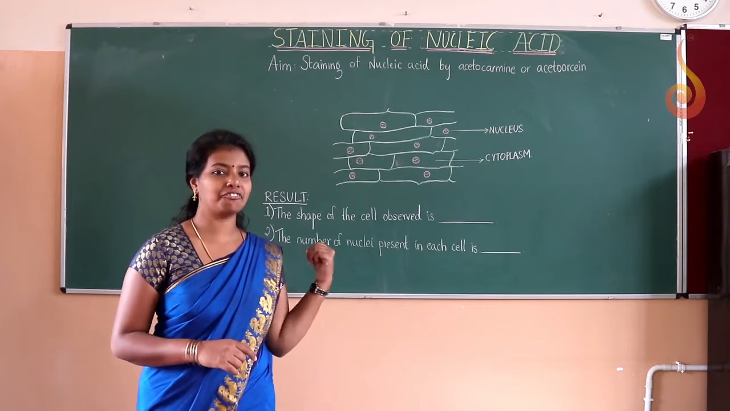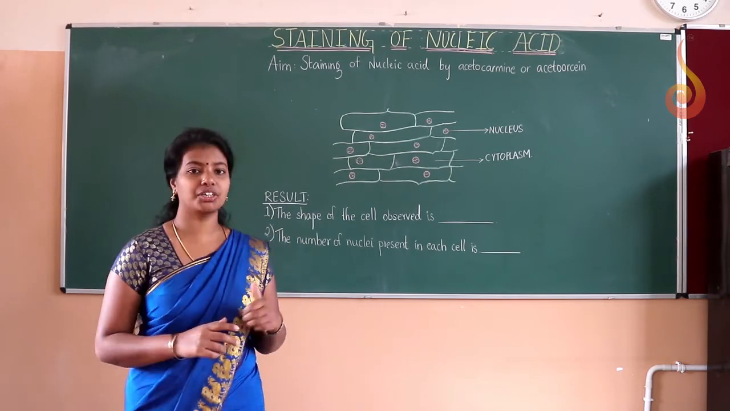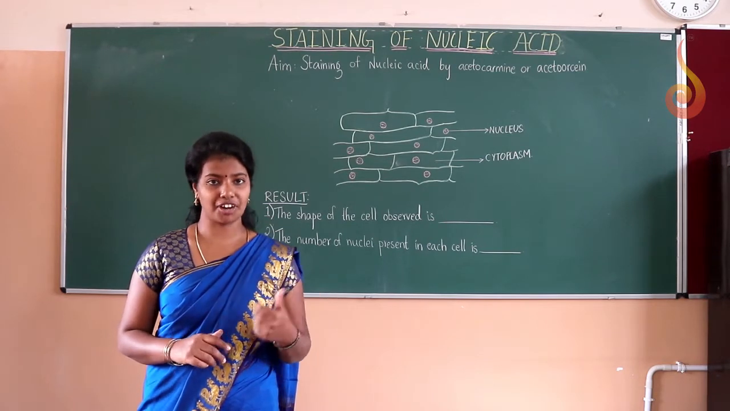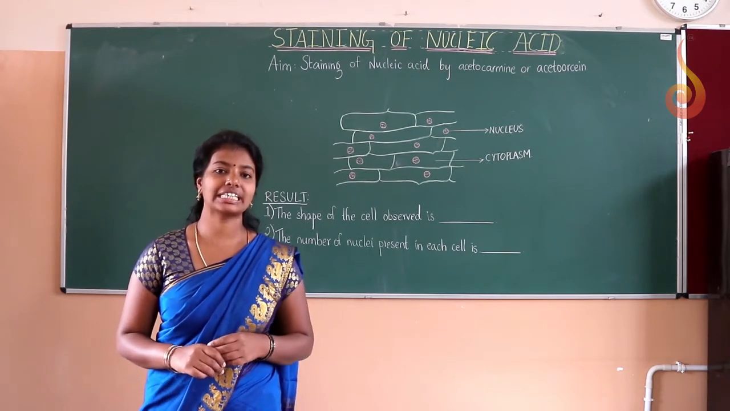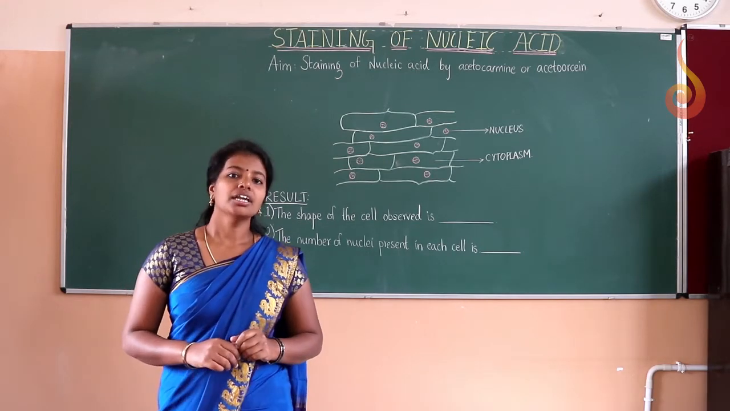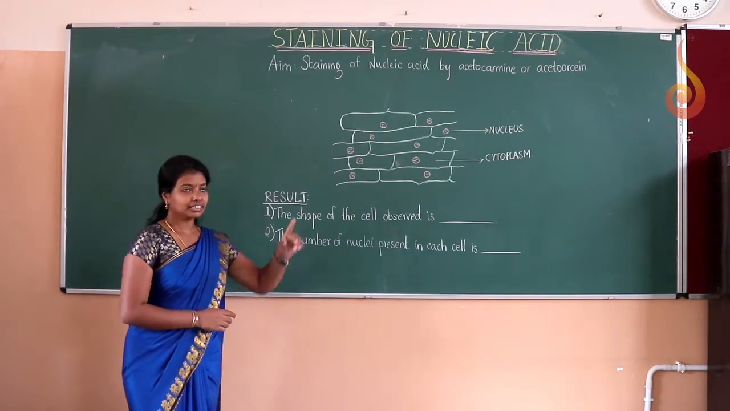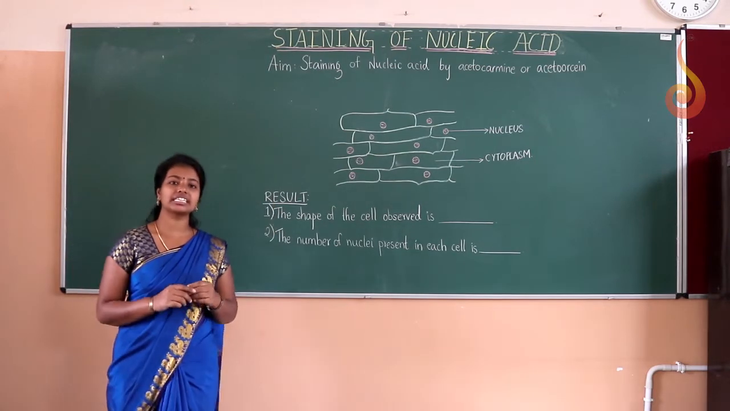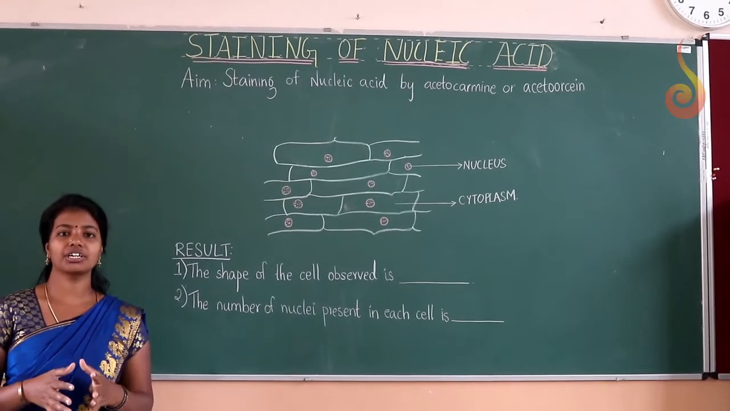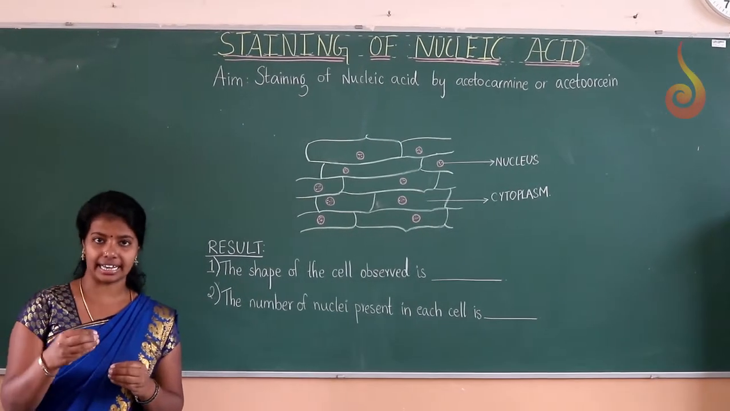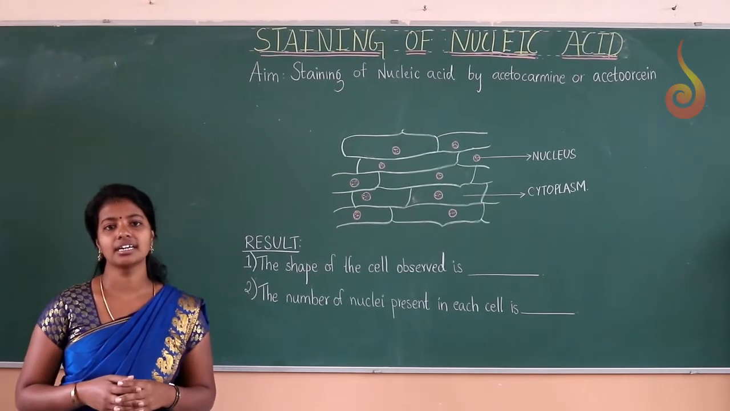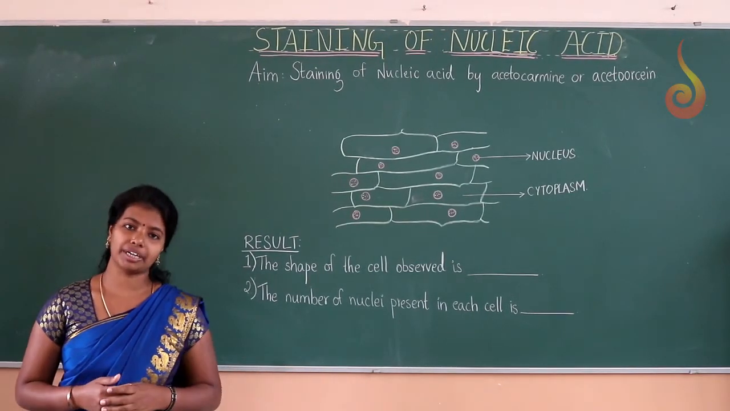This is experiment 5 and this is one of the questions in the exam. This experiment carries 5 marks, 3 marks will be for slide preparation and 2 marks will be for the result. Now to start with, the name of the experiment is staining of nucleic acid. So here we are going to stain the nucleic acid, which in turn means we are going to stain the nucleus and see it through the microscope.